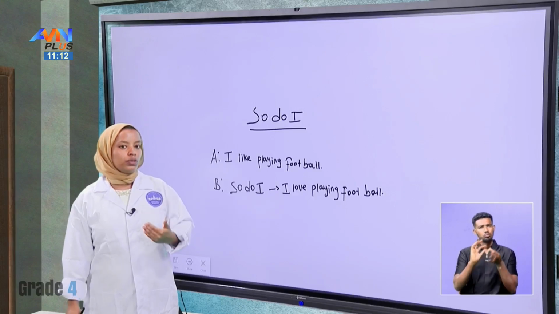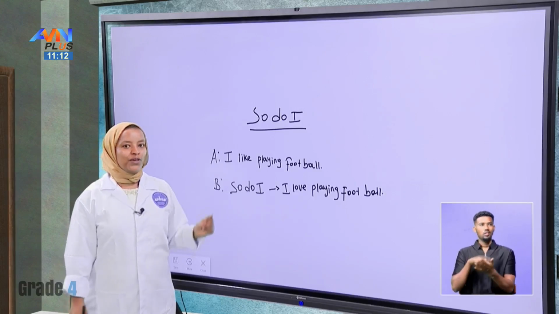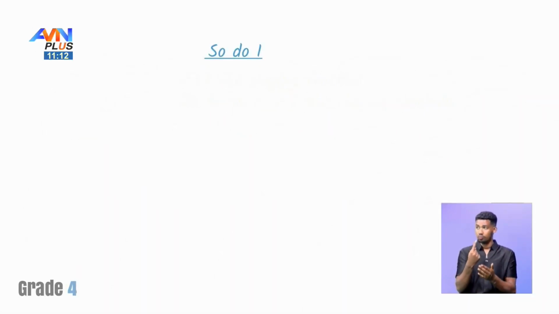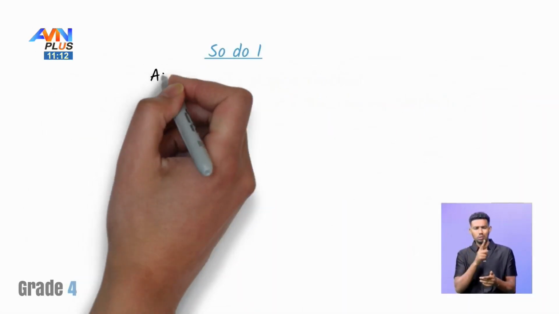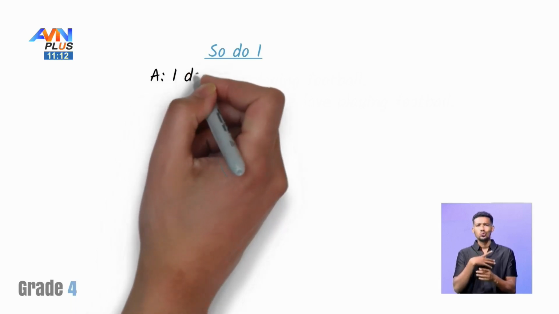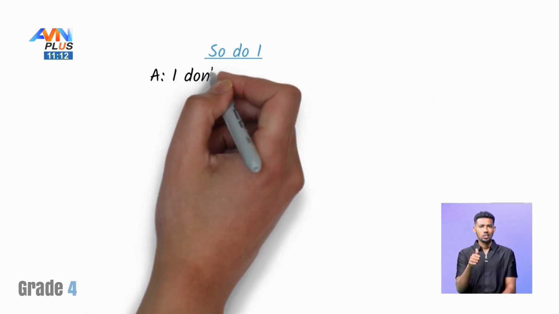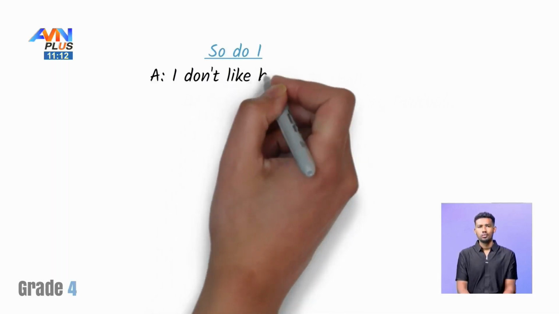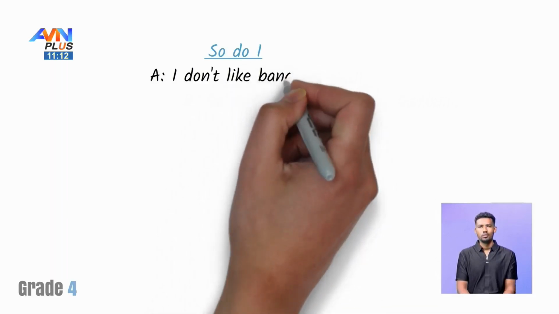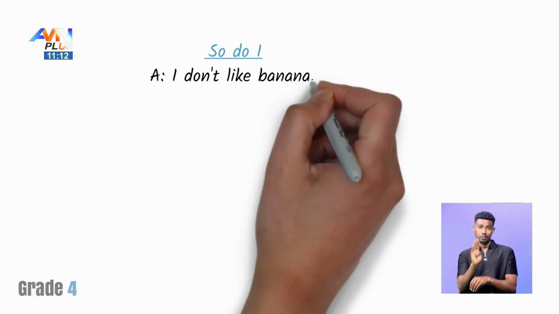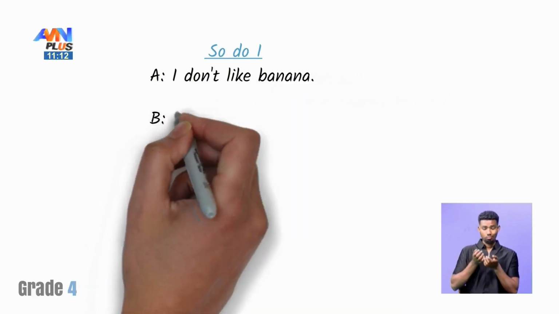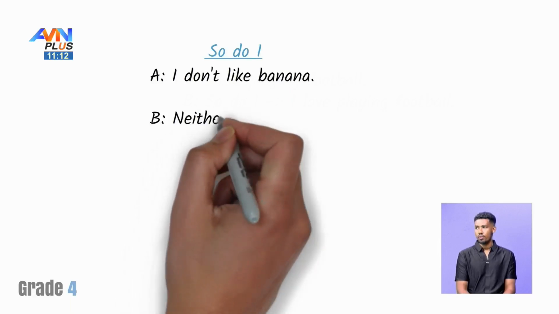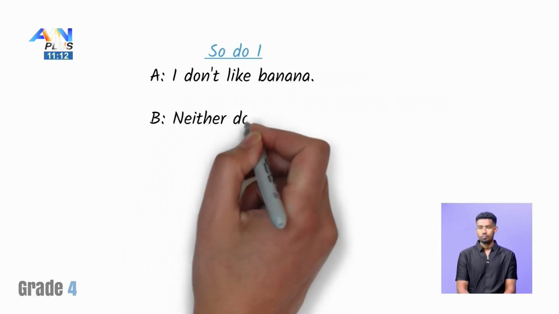I prefer too. Let us make it the negative form of like and dislike. When the person says, I don't like banana, student B might also not like banana. So there is an example: Neither do I.